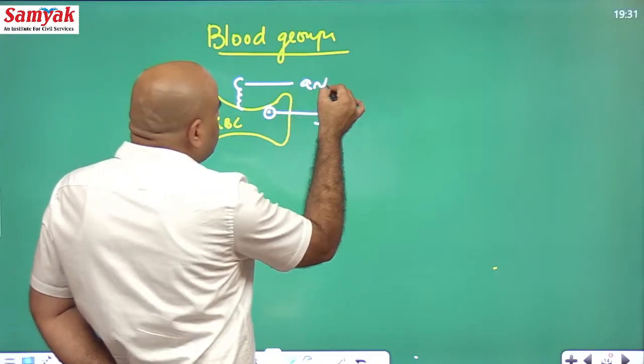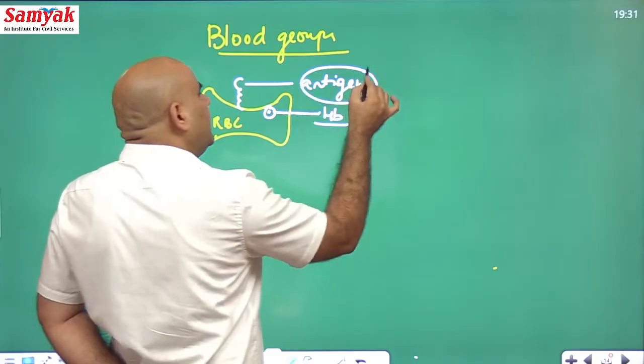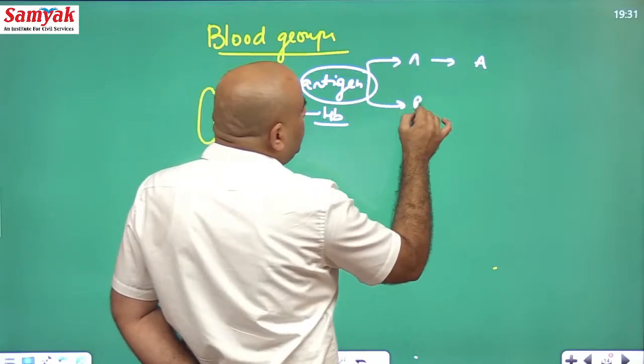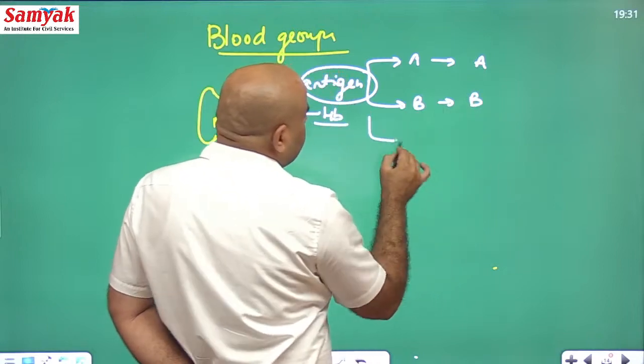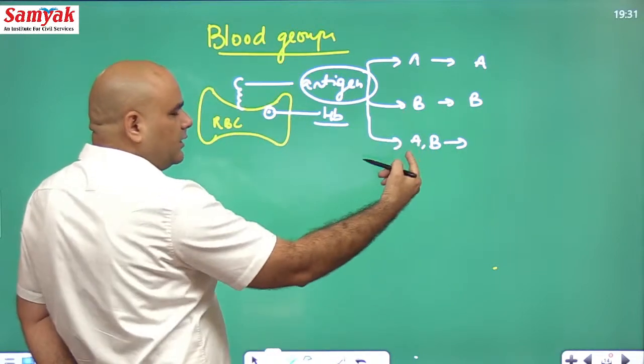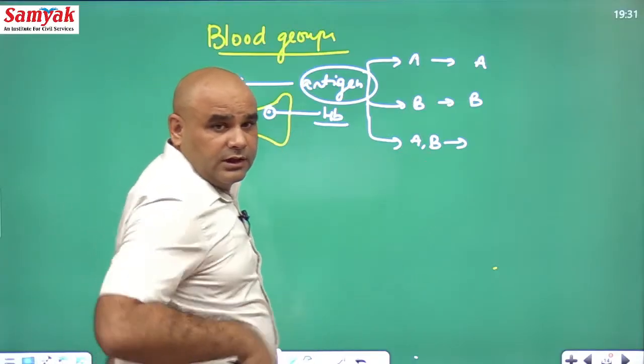These glycoproteins are antigens. So if there is antigen A, then it is blood group A. If there is antigen B, then it is blood group B. If there is antigen A and B both, some of the times people keep it AB. So it is not, it is A and B. There are two types of antigens.